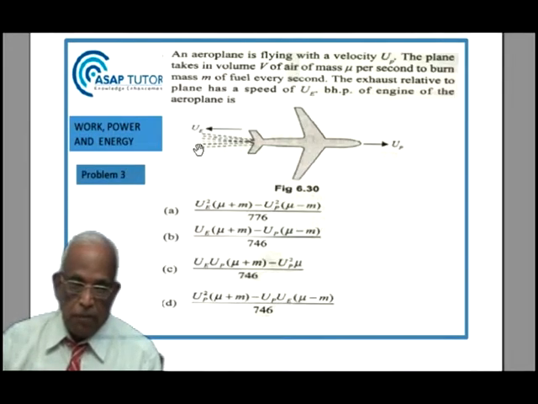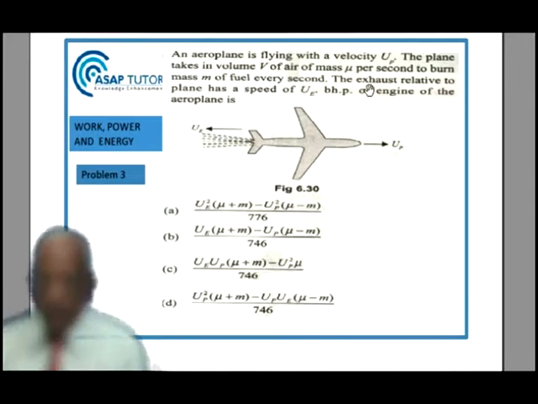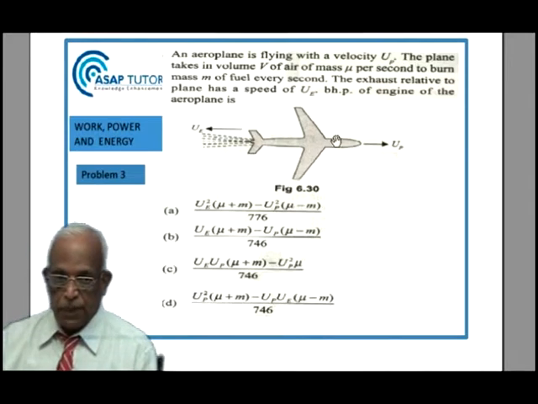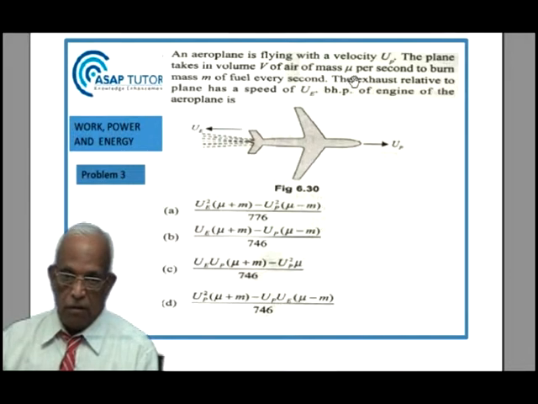Now let's go to problem 3. An aeroplane is flying with a velocity up, moving in the rightward direction. The plane takes in volume v of air of mass mu per second to burn mass m of fuel every second. The exhaust relative to the plane has a speed of ug.